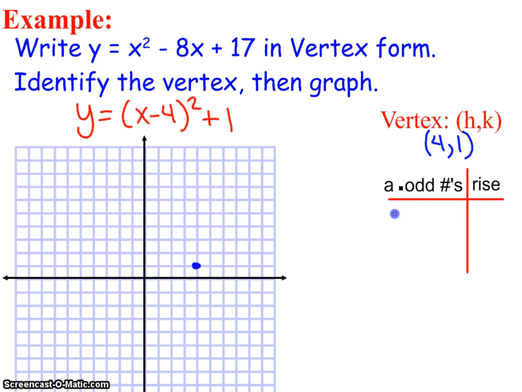What's A? 1. Multiply by your odd numbers again. You get 1, 3. So the first time you go up 1. Your run, remember, is always 1. Match it on the other side. The second time you go up 3, and you run 1. Match it on the other side. And that's your parabola.